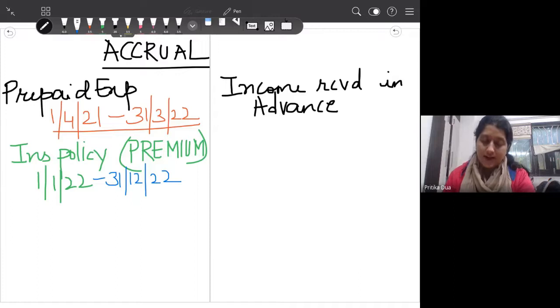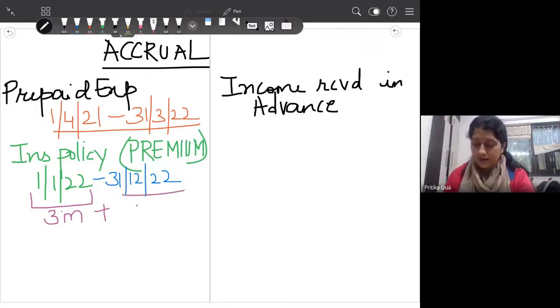Now what I find here is that in this year, the insurance cover I will get is for 3 months, and I have paid advance insurance premium for 9 months of next year. I repeat the example. The premium is paid on 1st January, which means current year only 3 months of insurance coverage is available. The remaining 9 months of premium are for the next financial year.